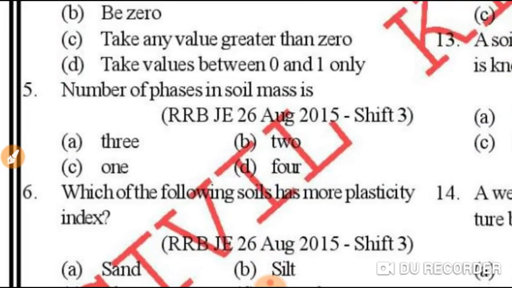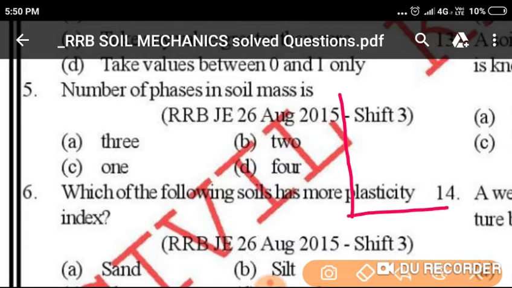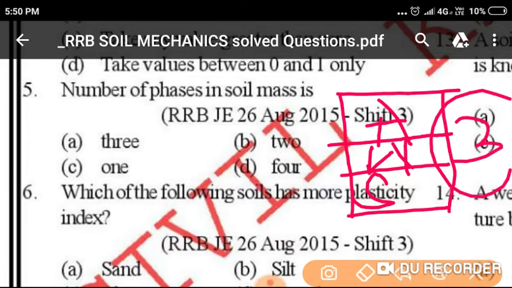Question number 5. Number of phases in a soil mass is option A 3, option B 2, option C 1, option D 4. So first solid, water and air, that is, here three phases are there. So option A is the correct answer.